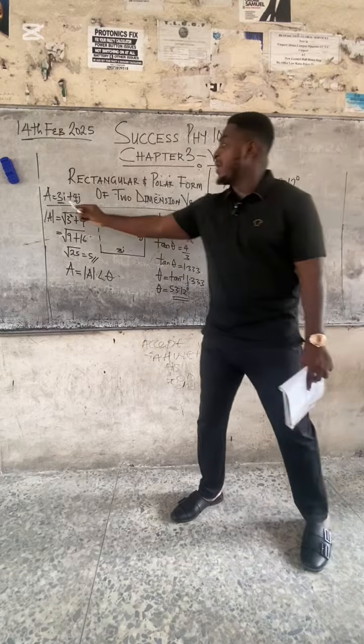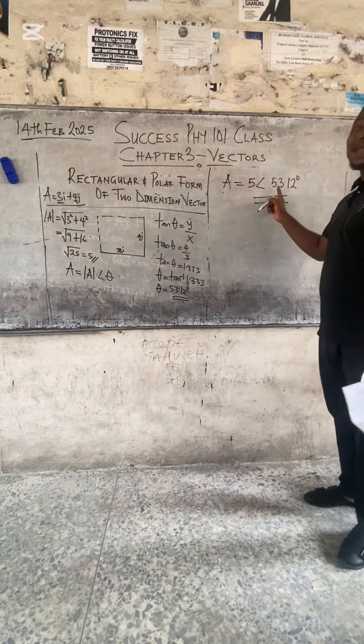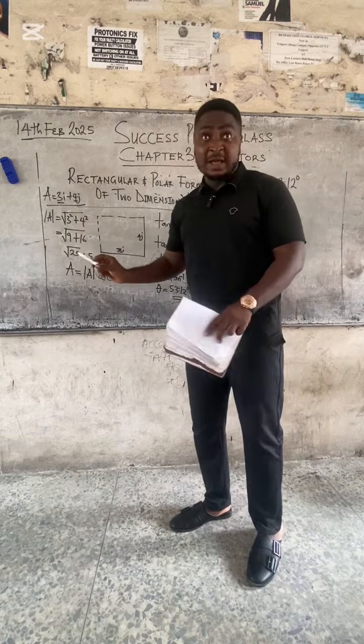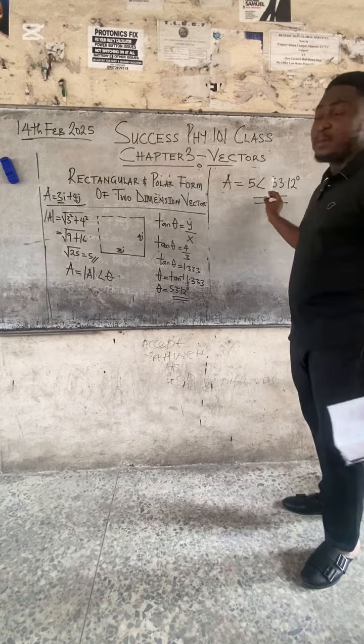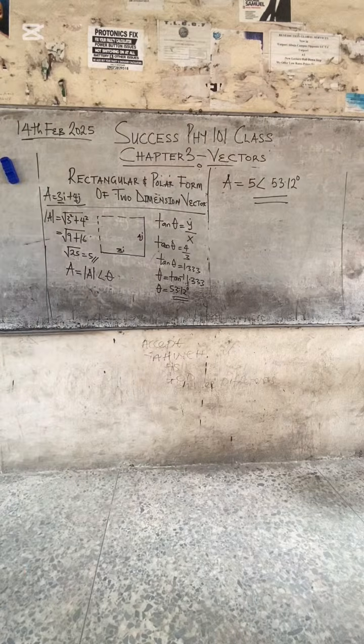So this vector 3i plus 4j, which is in rectangular form, has now been converted to polar form. This is rectangular. When you see i and j, know they are in rectangular. When you no longer see i and j, but you see magnitude and the angle, know that is what? Polar. This is polar, this is rectangular. Okay?